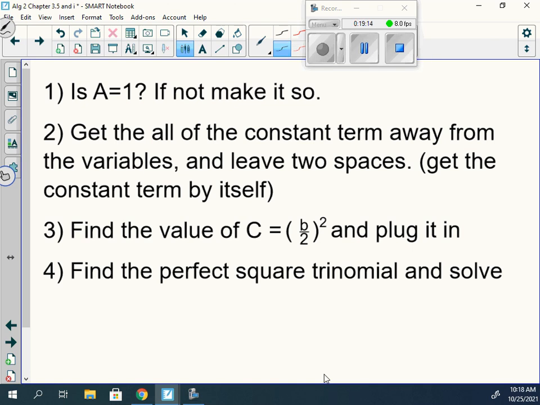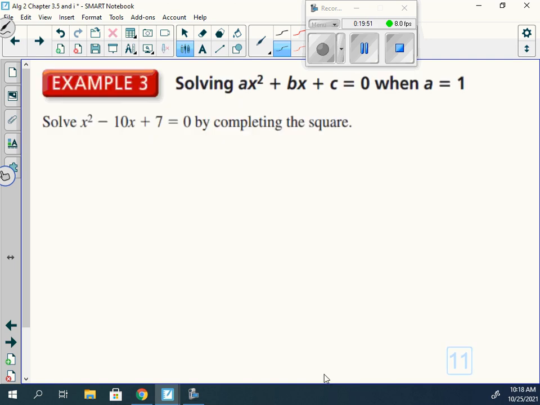Now, there are some steps involved in solving this. The first one is a equal to 1, if not, make it so. Because again, we're dealing with equations that are ax squared plus bx plus c. So if the term in front of x squared is 1, awesome. If not, we've got to make it be 1. Step 2, get all the constant terms away from the variables and leave 2 spaces. Get the constant terms by themselves. Step 3 is find the value of c is equal to b over 2 squared and plug it in. Find the perfect square trinomial and solve.